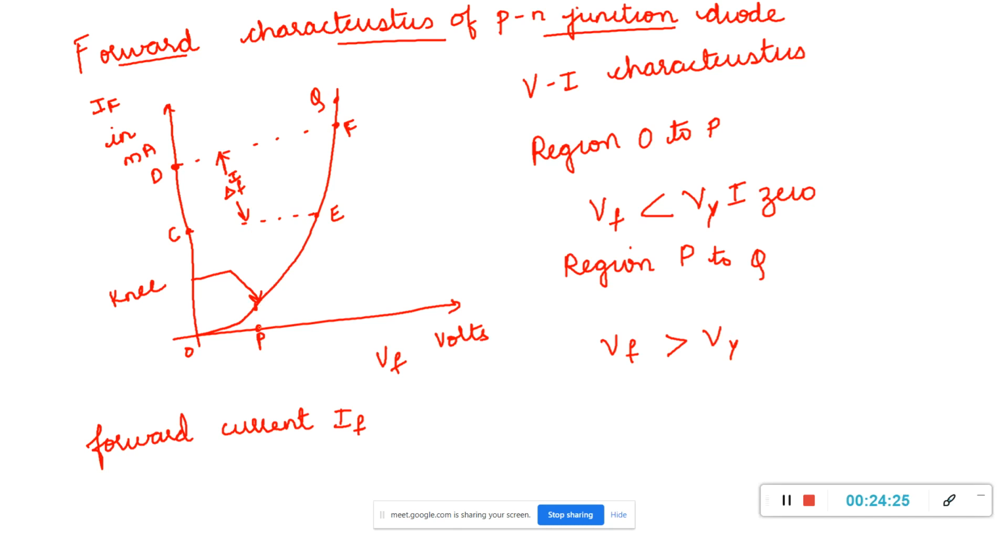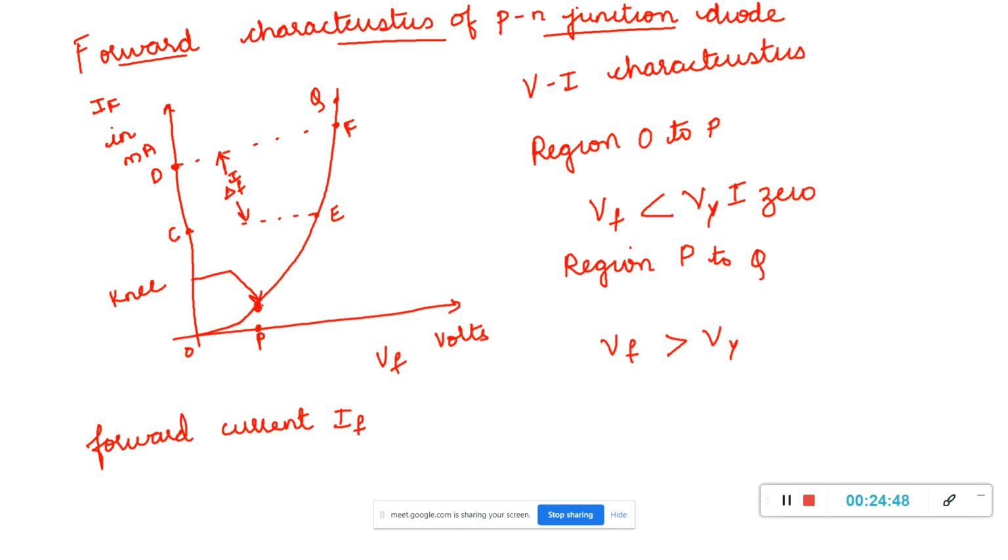So the point P, after which the forward current starts increasing exponentially, is called the knee of the curve. It is known as the knee of the curve. This is the cut-in voltage point. So whenever the applied voltage is less than the cut-in voltage, the current flow is very small, equal to 0.